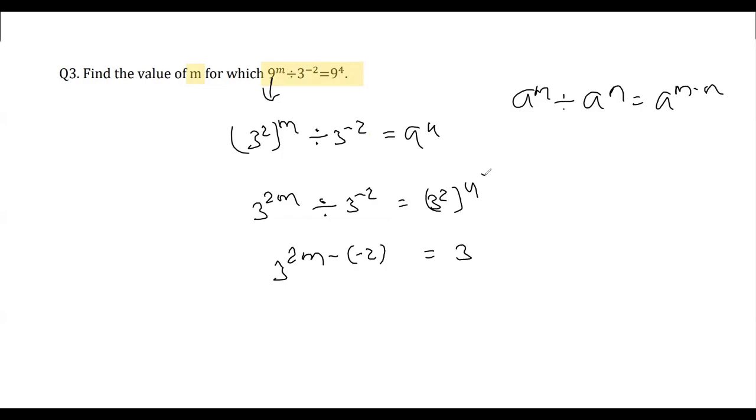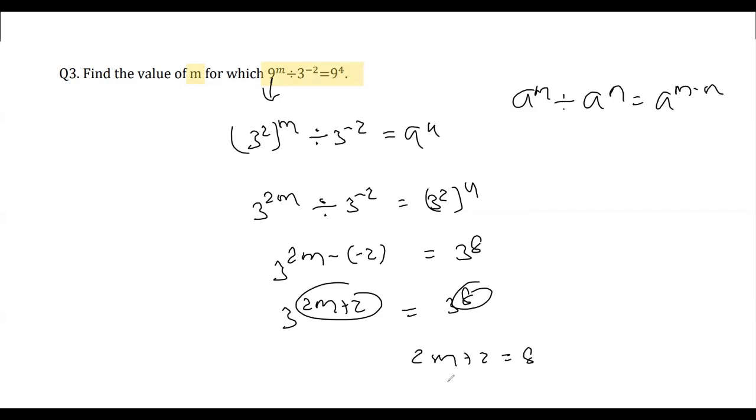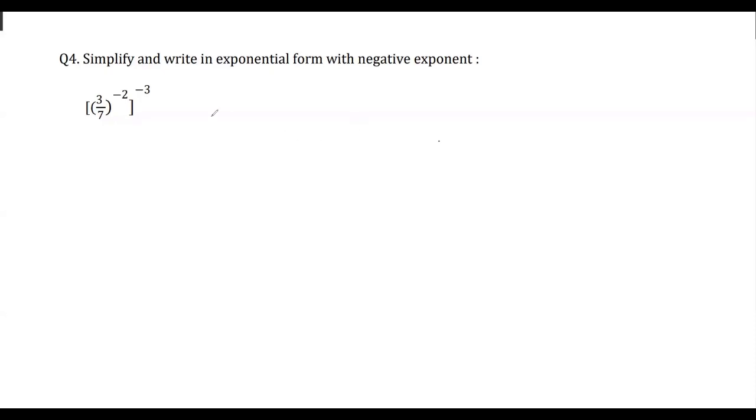On the other side, you can see that power over another power should be multiplied. So this is 3 raised to the power 2m plus 2 should be equal to 3 raised to the power 8. Further, as you can see, on both sides of the equal sign we have the same base 3, so I can equate their powers. That means 2m plus 2 should be equated with 8. That results in 2m, transposing this, is 6. So m is equal to 6 divided by 2, which is equal to 3. This would be the value of m.